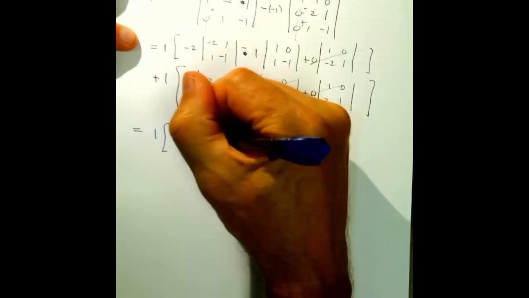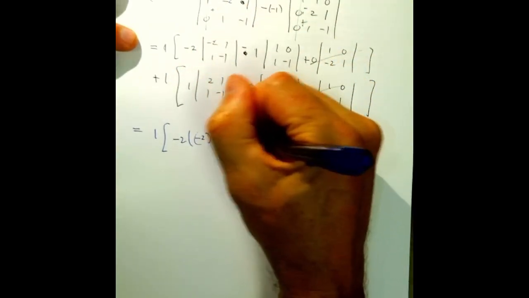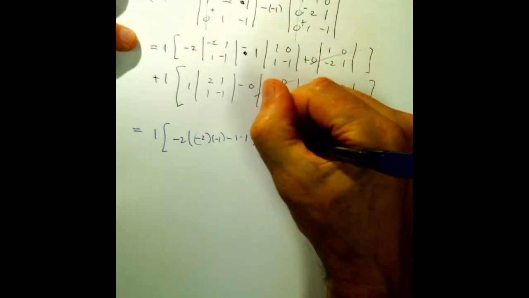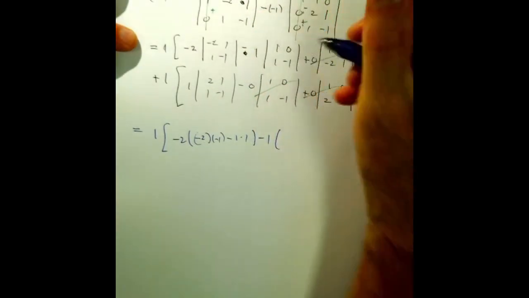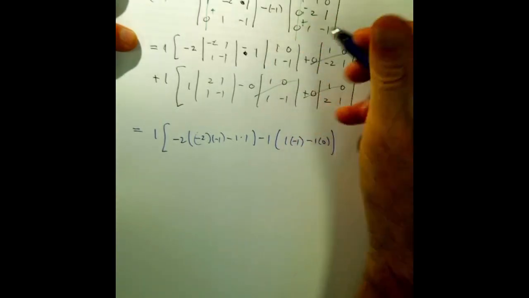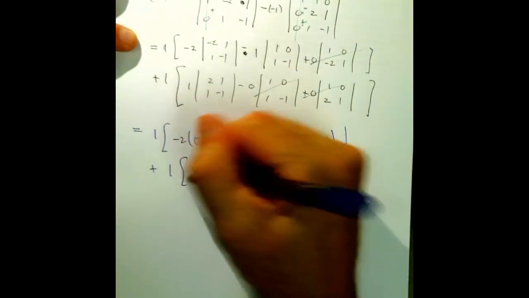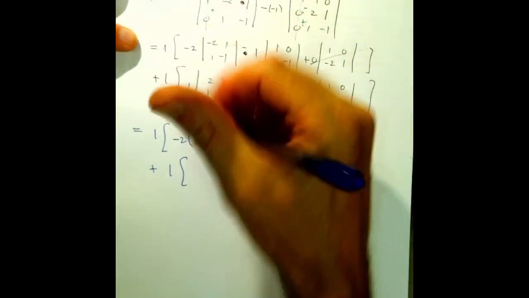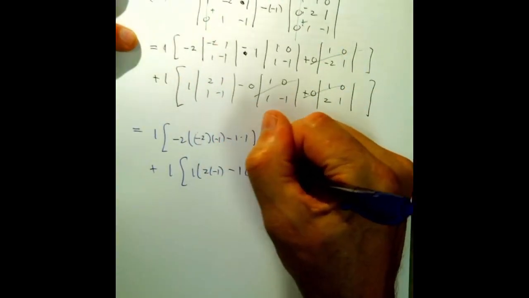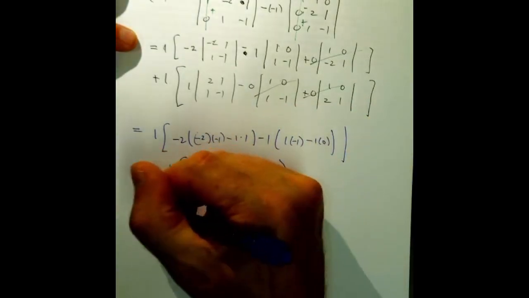So this is going to be minus 2 times the quantity, minus 2 times minus 1, minus 1 times 1. This is going to be minus 1 times the quantity, 1 times minus 1, minus 1 times 0. Don't worry about that. And then close. Plus 1 times the quantity. It's going to be 1 times, so 2 times minus 1, minus 1 times 1. Close. And now I just grind it out.